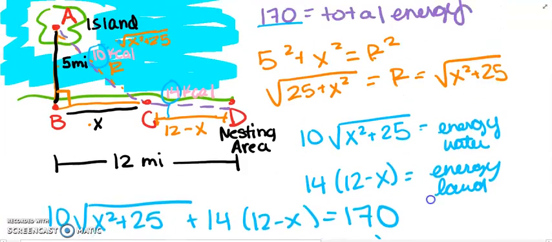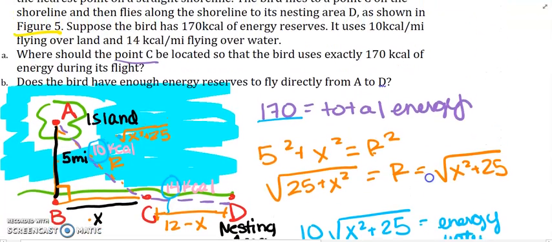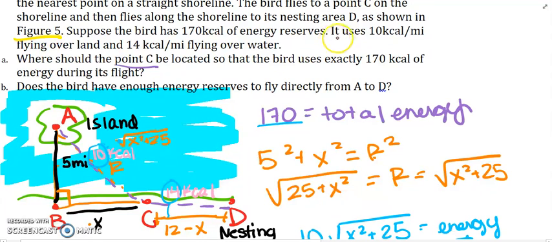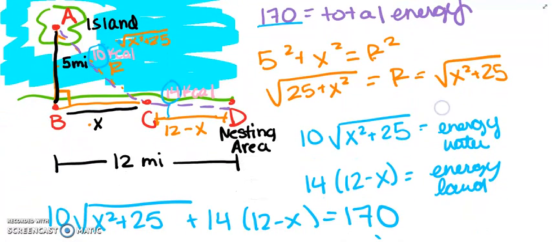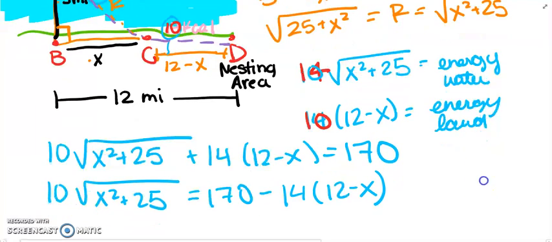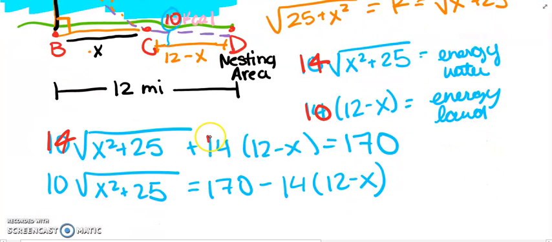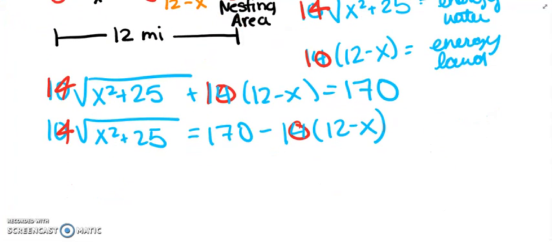Okay, going back over this problem and reading it, I just realized I made a mistake, so we're going to fix this. Hopefully you already caught it. Apparently you can read it. It uses 10 kilocalories of energy flying over land and 14 over water. I said it backwards, so this should actually be 14 and this should be 10. So I'm just going to come through and change that. I apologize. Hopefully you caught my mistake. So I just got everything backwards. So you can see in red where I corrected it everywhere. And now I'm going to continue solving for x.